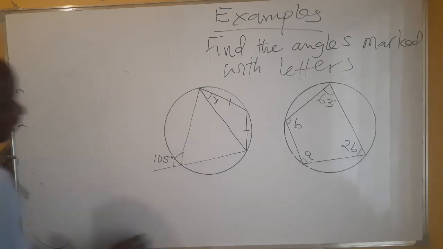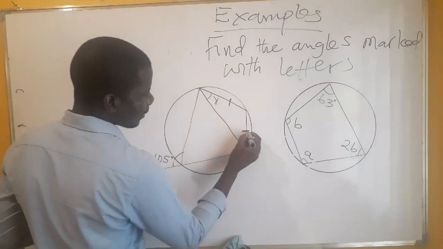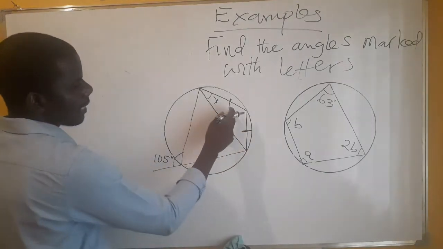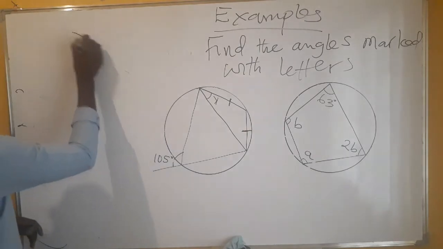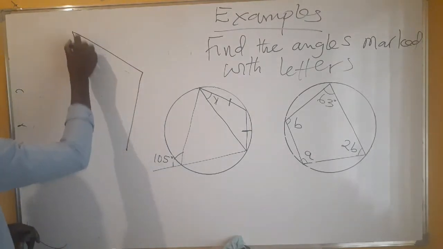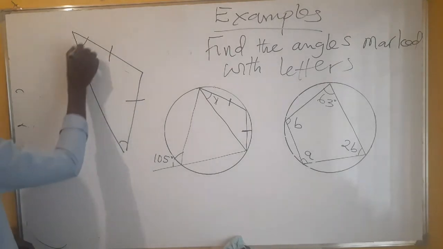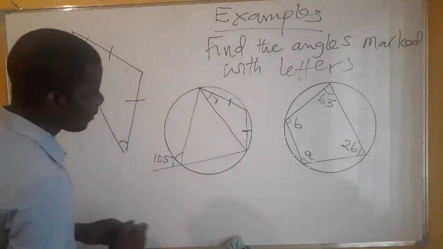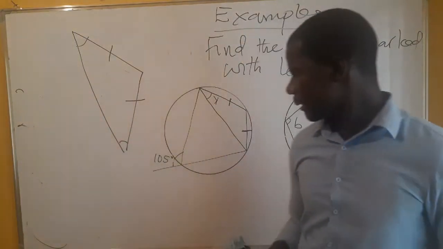So in the second example, as you can see, what does this mean? This means this is an isosceles triangle, and it's like this. Okay? These two angles are equal. This one and this one are equal. Are we together? That is what that means.